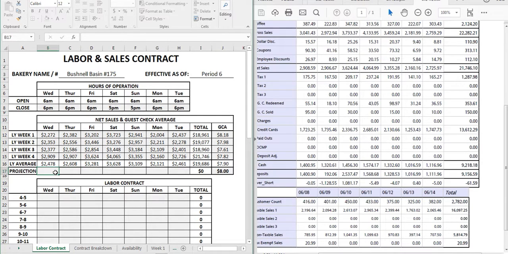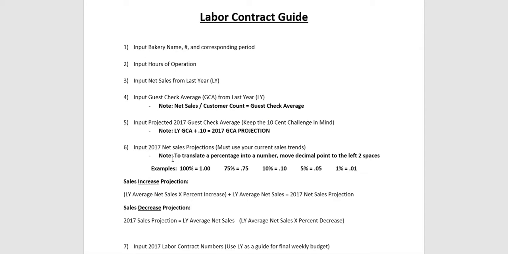Next step is getting your net sales projections. This is where it gets a little bit tricky, and always feel free to reach out to your area manager for a little help with this. But I do have some math equations here to help you. The biggest thing is it should be based off of your most recent sales trends. So if you're up 5%, you should be projecting somewhere close to being up 5%. If year to date you're down 5%, then you should be projecting down 5%.